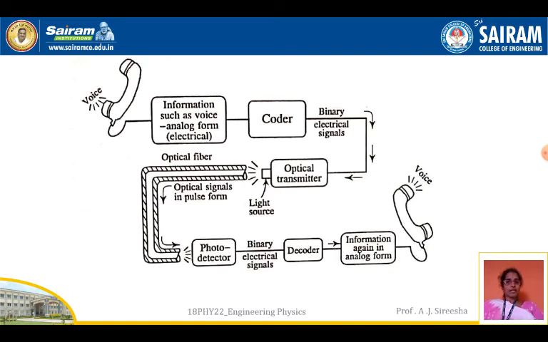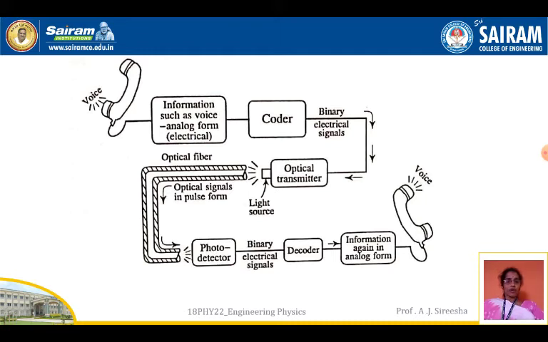So, what is happening here? The light is entering an optical fiber. The light signals undergo multiple reflections and reach the receiver end. Now, at the receiver end, what is happening? The light signals come out of an optical fiber, which may travel thousands of kilometers, and after that the light signal is allowed to fall on the photodetector. What a photodetector does is convert the light signals into binary electrical signals. These binary electrical signals are fed to the decoder.